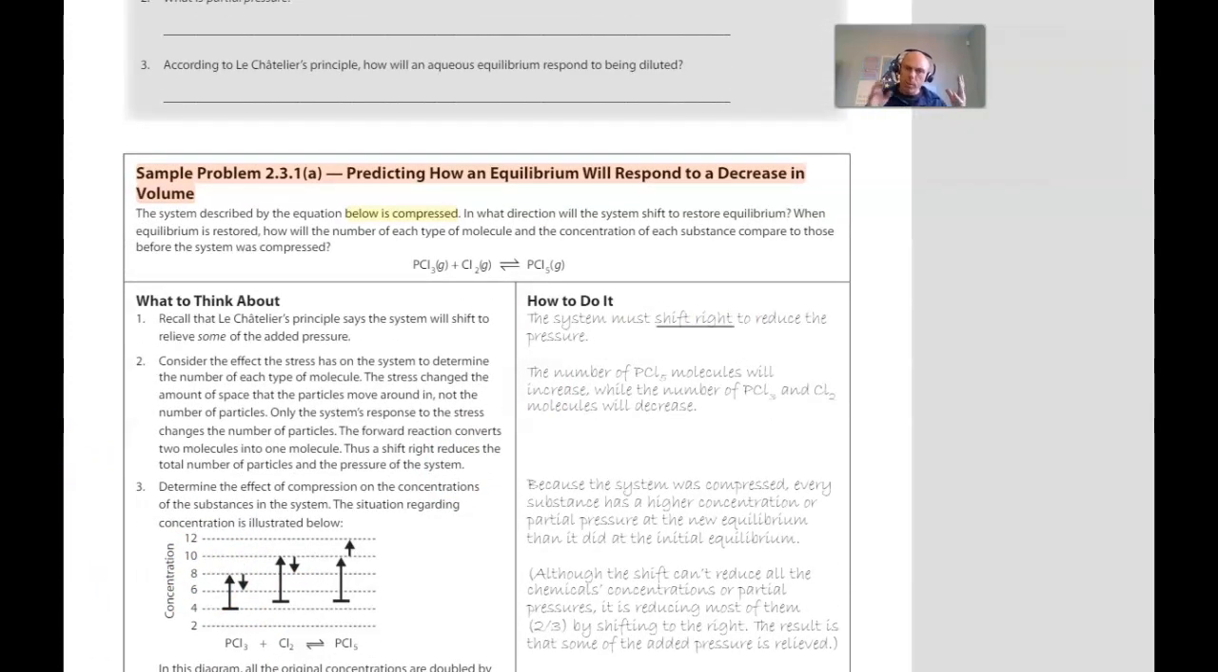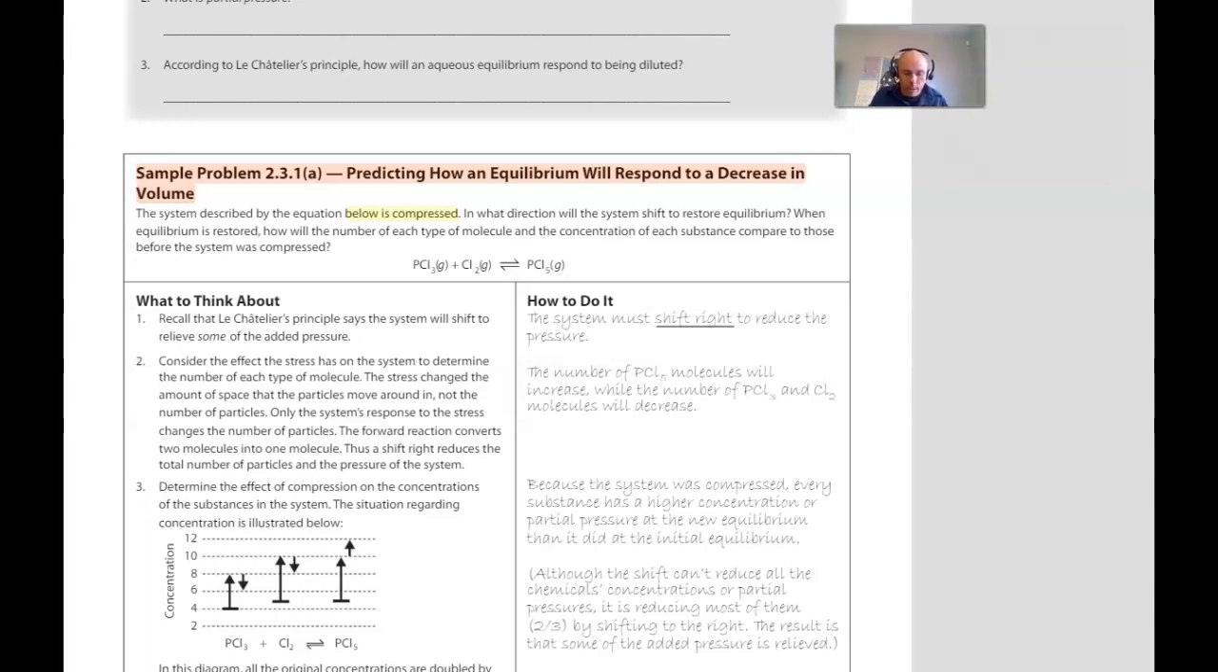Next question, how will the number of molecules change after the system has reached equilibrium? Well, if it's shifting to the right, there will be fewer reactant molecules, there will be fewer PCl3 and Cl2 molecules, and there will be more PCl5 molecules. Fewer reactant molecules, more product molecules. Meanwhile, the system was compressed, the volume decreased. So that increases the pressure and concentration of everything in the system to begin with.